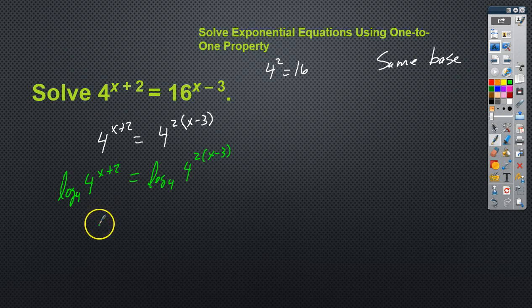So what I'm left with is my exponents: x plus 2 is equal to, multiplying this out, 2x minus 3. Subtract x from both sides. Add 3 to both sides. And I end up getting that 5 is equal to x.